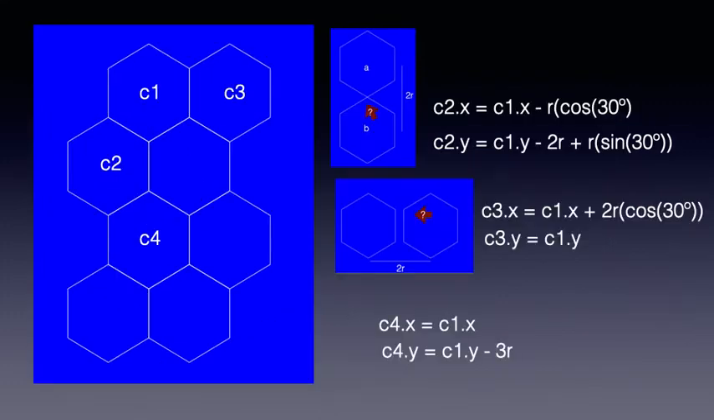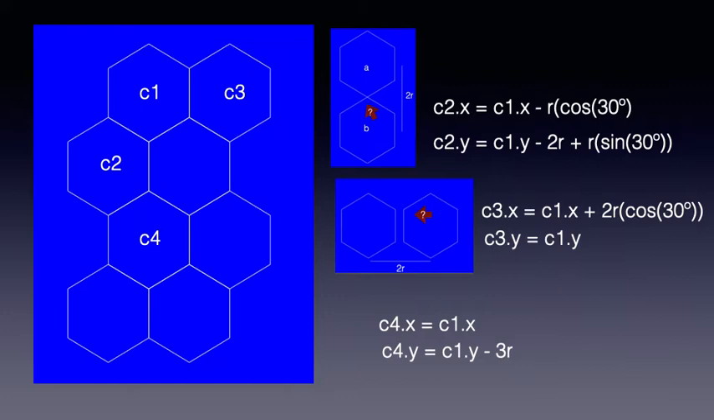Okay, we're back to our matrix of hexagons. I have center points C1 through C4. The edges of C1 and C3 have to be merged. C2 has to be moved over and moved up. And C4 needs to be placed below C1. Let's do that first.